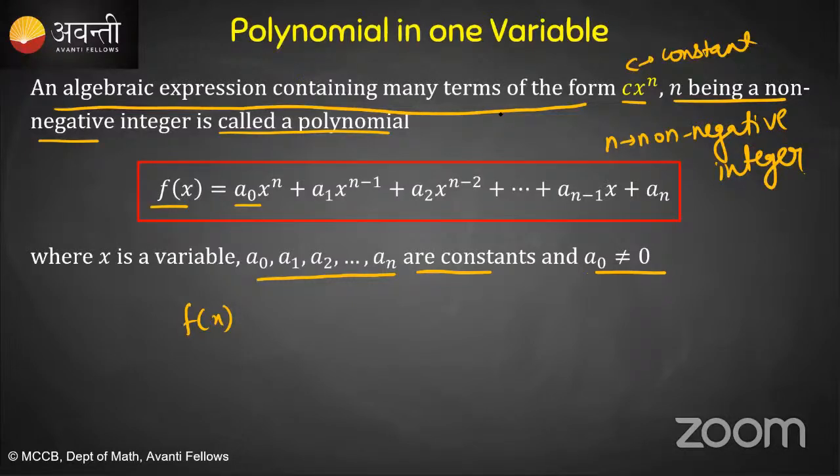So the definition of polynomial is clear, quite easy, yes or no? a naught x raised to the power n plus a1 x raised to the power n minus 1, and so on up to a n minus 1 into x plus a n, where a naught is non-zero and a naught, a1 up to a n are constants.